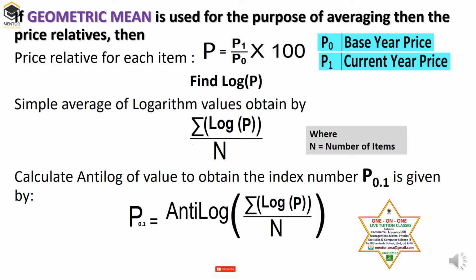So the price index under the simple average method of geometric mean is given as P01, the price index of the current year based on the base year, which is equal to the antilog of the average of logarithm values of price relative. We take the average of the logarithms, and then we have to take the antilog of that value. So this is the formula for our geometric mean.